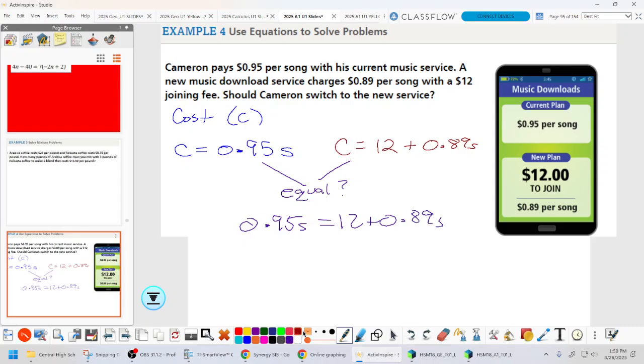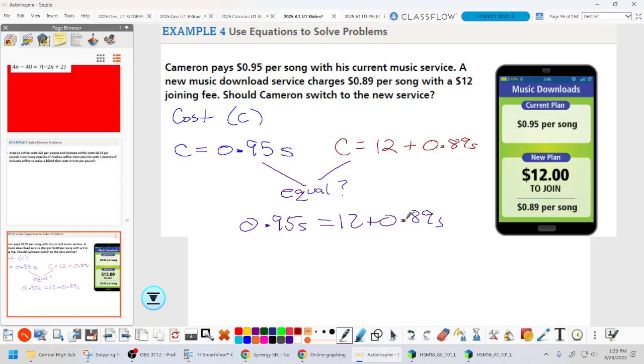Now you could solve it with a graph. Like if you have a graphing calculator, you could plug those two in. This would be one equation, that would be the other. In fact, you could do that on Desmos, which is actually better than your calculator. I'll show you that in just a second, actually. But talk to me about how to solve this. We want to get the value of S.